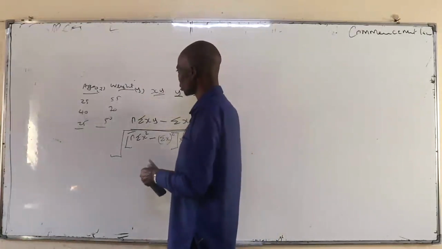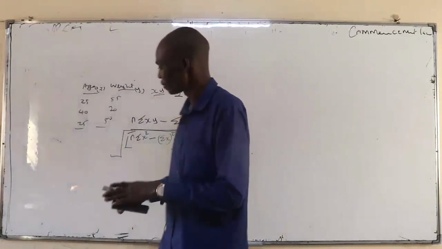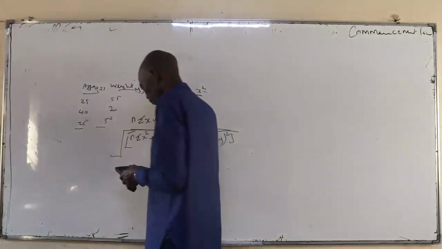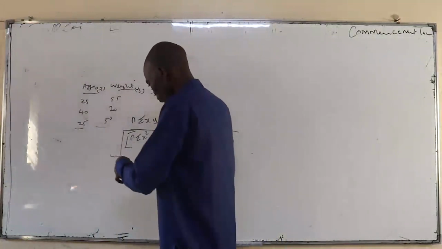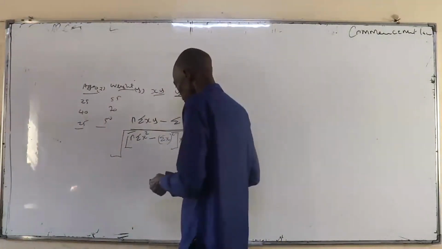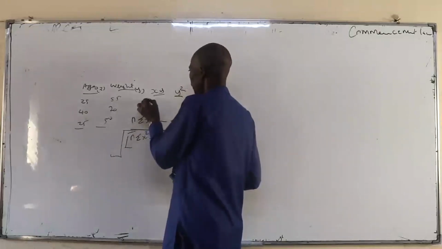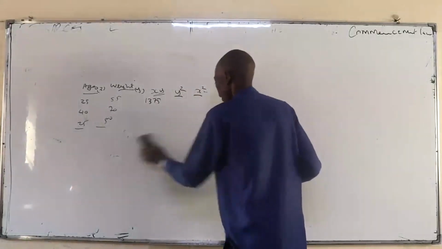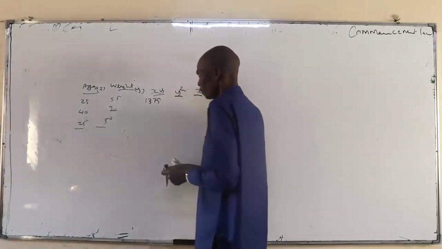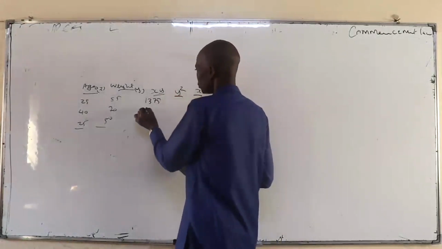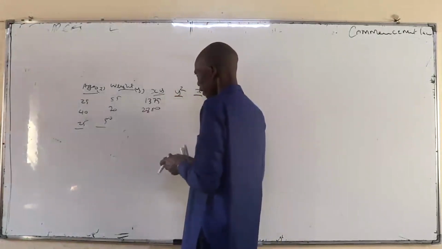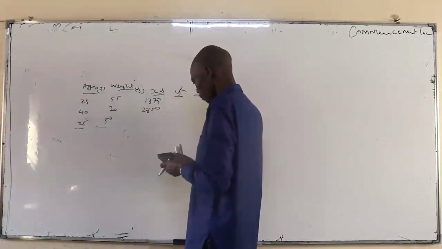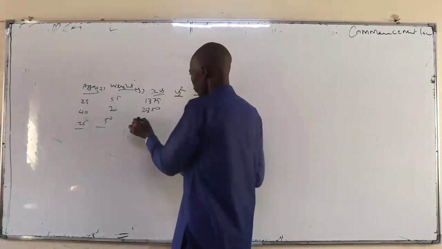So we have our xy will be 25 times 55. So this gives you 1375. We have 40 times 70. This gives you 2800. We have 25 times 50. This gives you 1250.